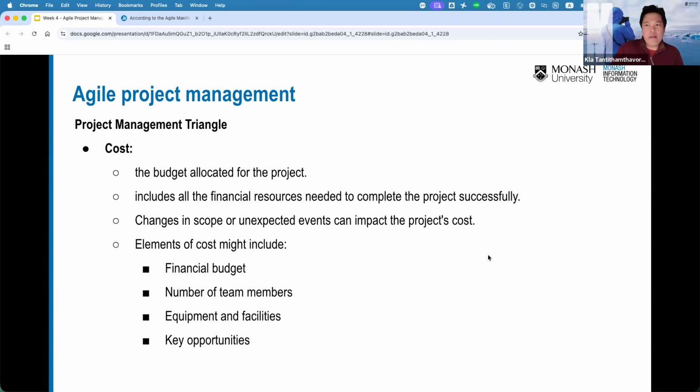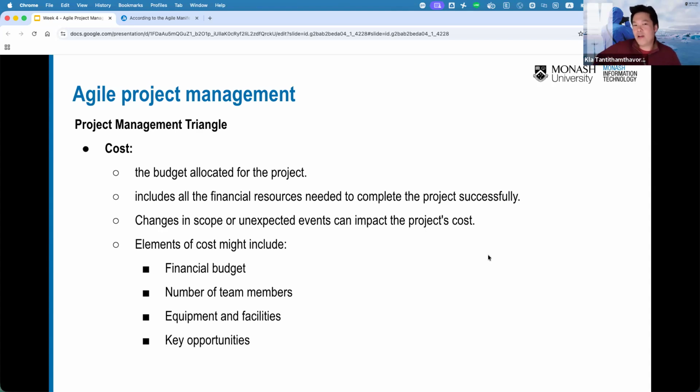Cost. Every company really wants to cut costs at the moment. It is about the budget allocated for the project, okay? And this also includes the financial resources that are needed to complete the project successfully, right? And any change in the scope or an unexpected event can also impact the project cost as well.